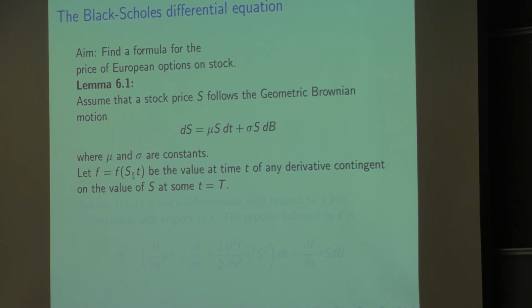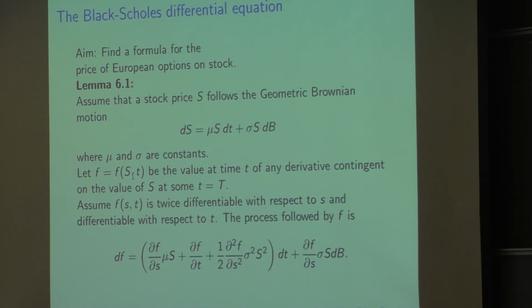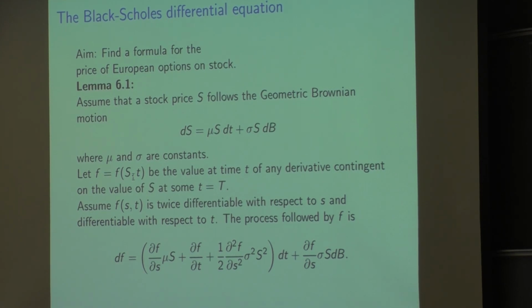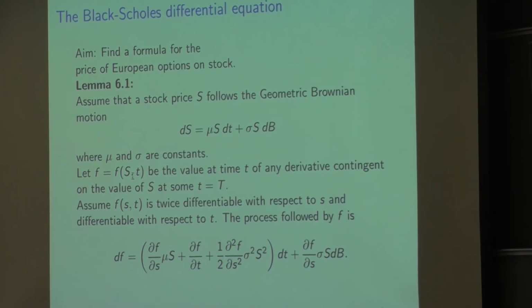Let's make the assumption that this function f is a nice function. It's continuously twice differentiable with respect to the first variable and differentiable with respect to the second variable. Then we can take this function and we look at it and we say, we know what this is. This is a function of an Ito process and time. This is going to be a new Ito process. And we know which new Ito process it's going to be. We use Ito's lemma.